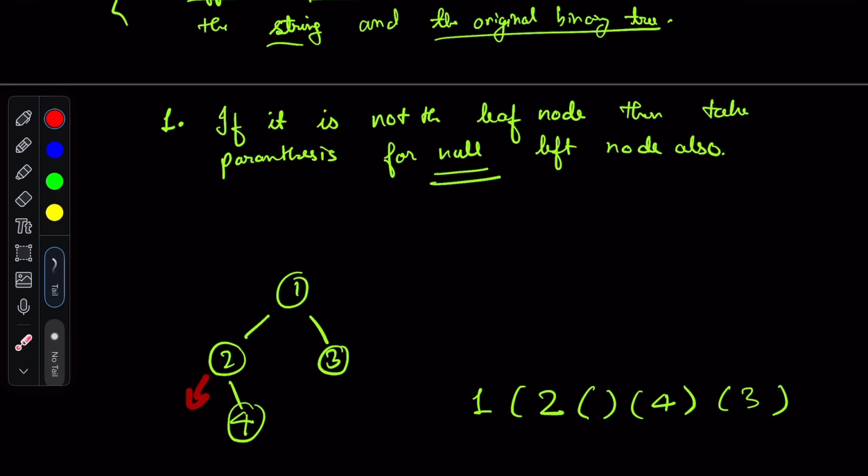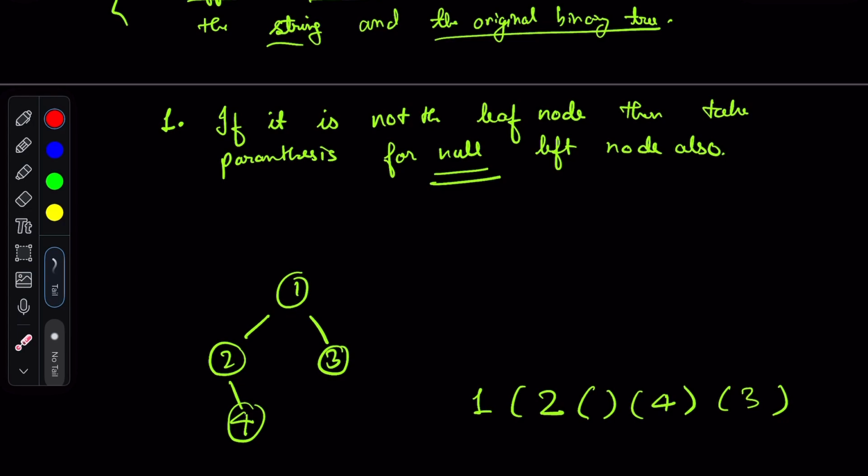Now after visiting the left, we will visit the right. We will open a parenthesis, include 4 and then close the parenthesis. So we have completed the left subtree of 1. Now let's go to the right. For the right, we will again open a parenthesis, go to 3 and then close it. So this is how we will get the output.